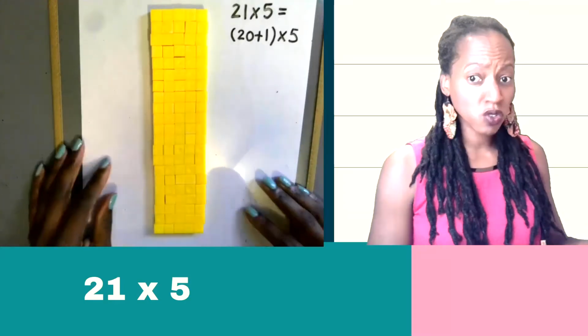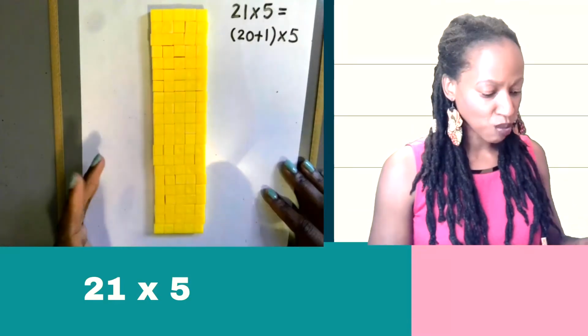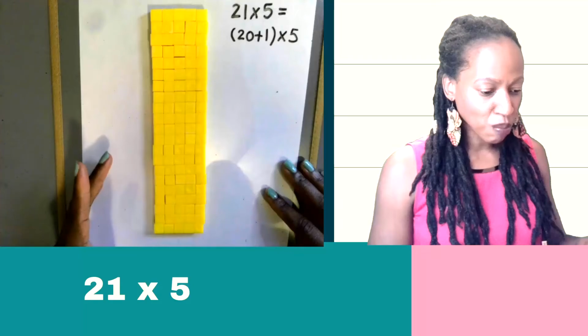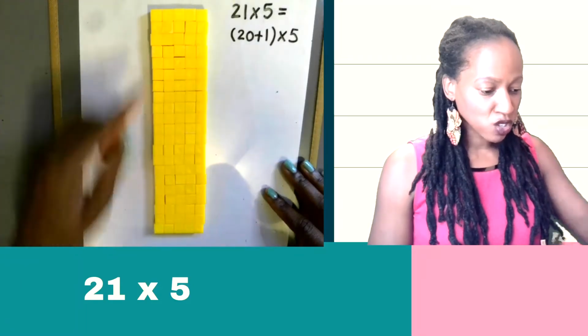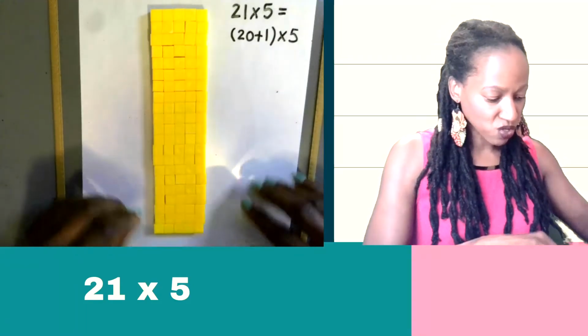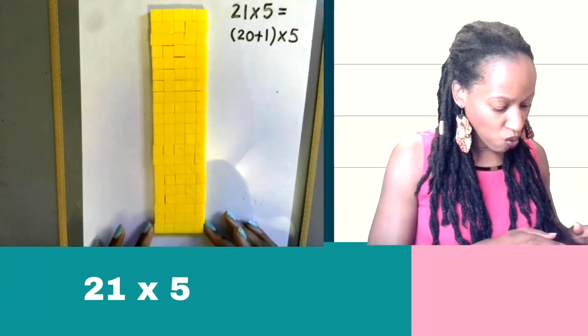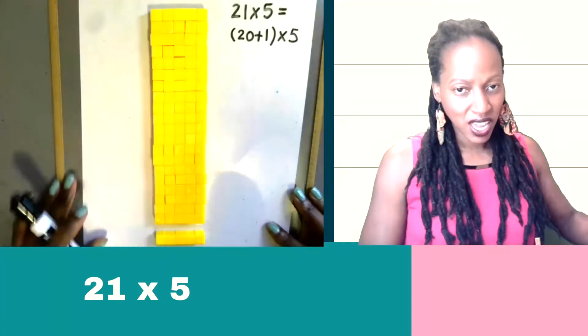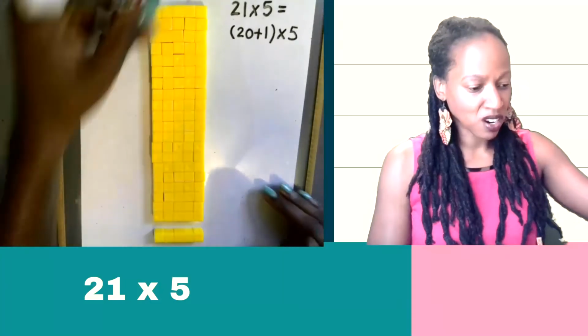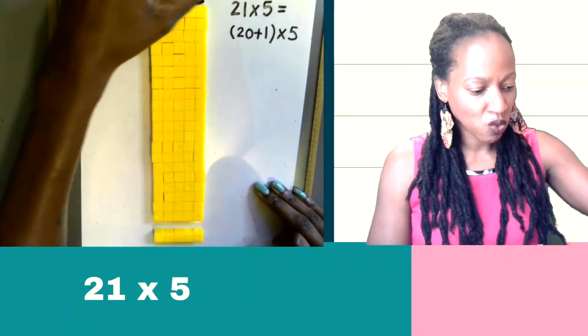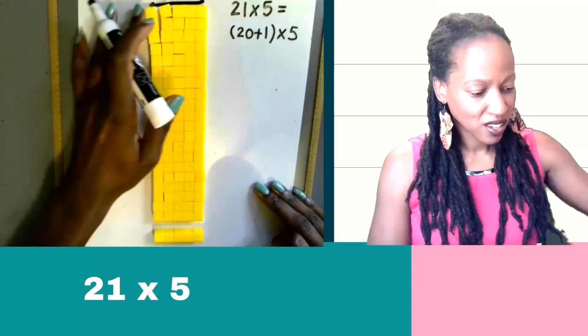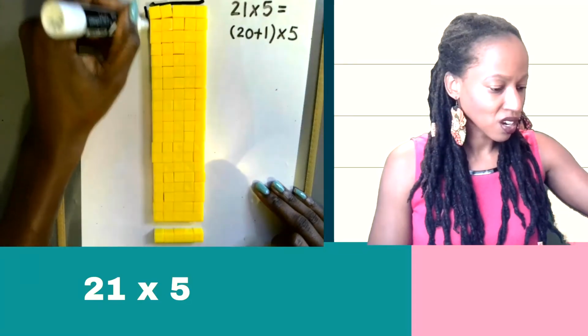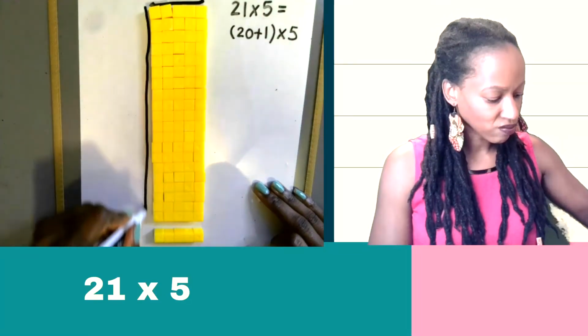Now let me use this distributive model to break my number apart. So I'm going to break it apart by showing my 2 tens or my 20 groups of 5 plus my 1. I'm going to take 1 apart, my 1 group of 5. Okay? And I just want you to see what's happening here. I'm going to draw a rectangle around my groups here, one large rectangle.